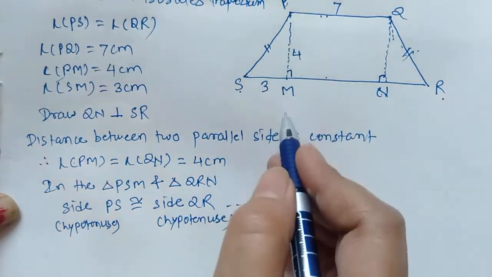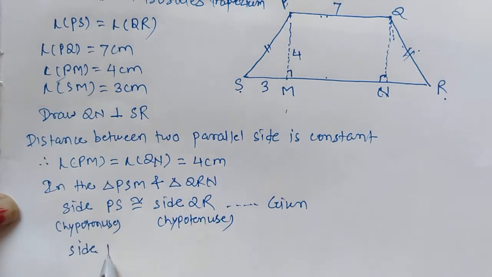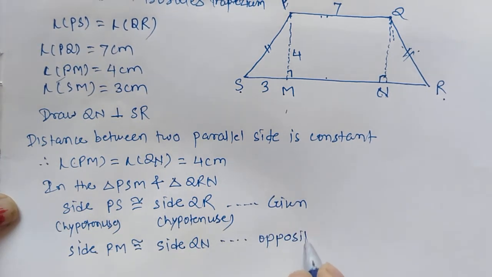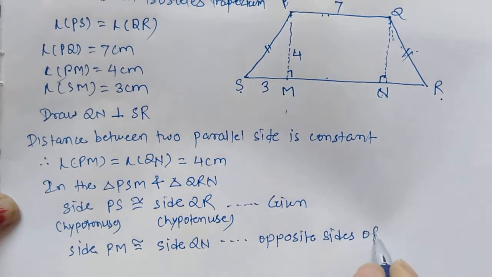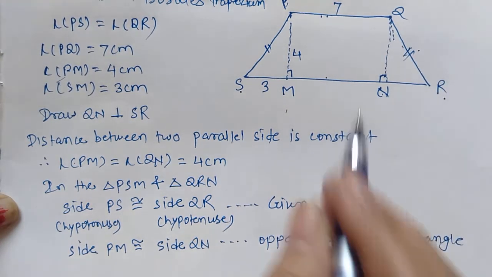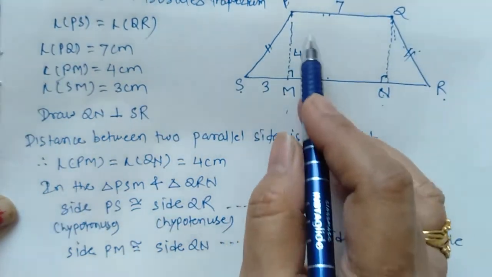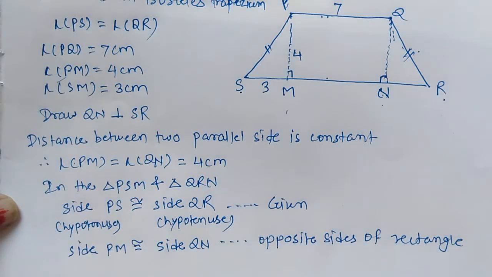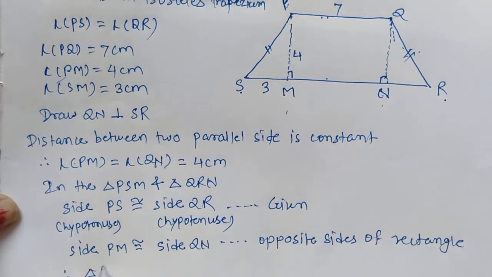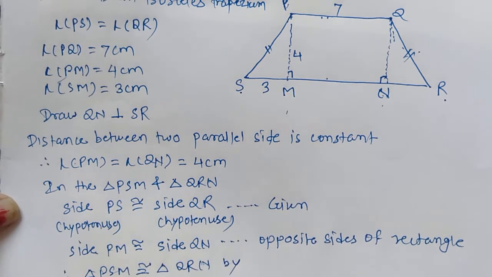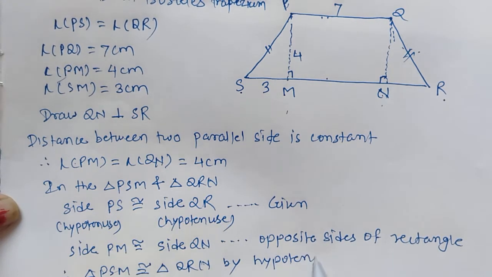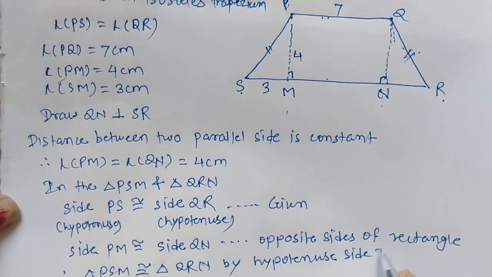Now the next is side PM is congruent with side QN, opposite sides of rectangle, because PQNM is a rectangle, correct? So therefore triangle PSM is congruent with triangle QRN by hypotenuse side test.